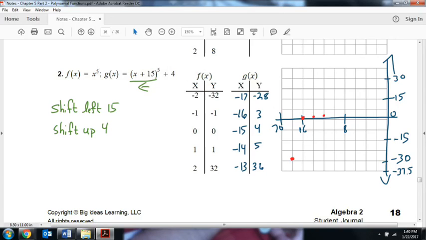And then negative 13, 36. So, negative 13, 36, that's going to be, each space is what, 7.5? So that'll be about there. And we get something that looks kind of like that. That would be our graph.